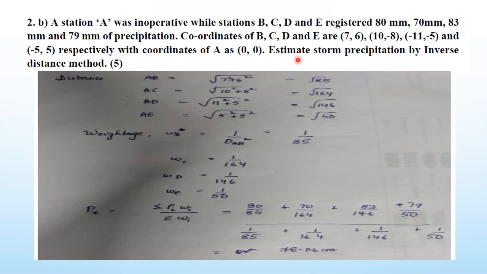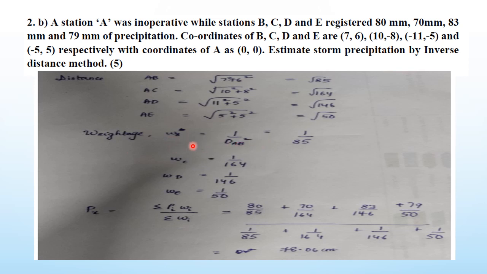Like that we can find the distance of all the stations from your particular station A. Station A is unknown. With respect to station A, the distance to station B is root of 85, the distance from A to C is root of 164, from A to D is root of 146, and from A to E is root of 150. Here we are assuming the ordinate of A as 0, 0, and the ordinates of the others are given, and the weightage depends inversely upon the distance.